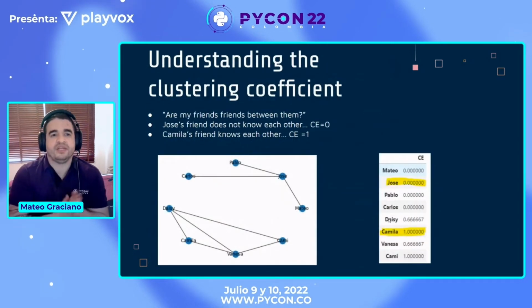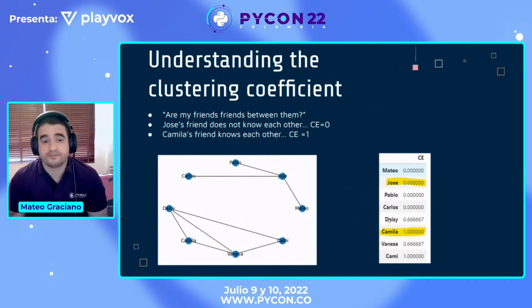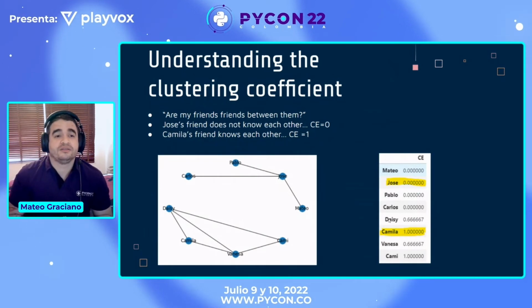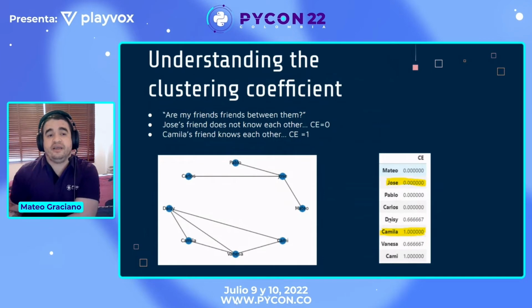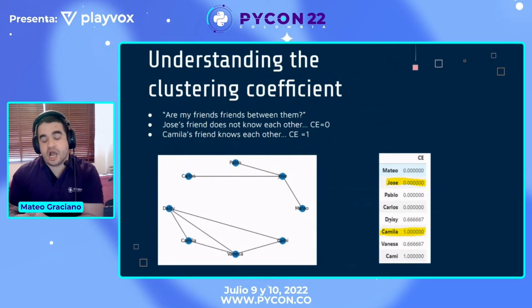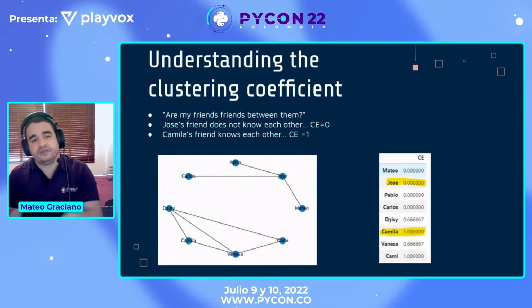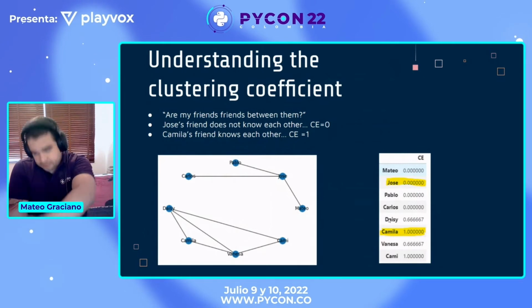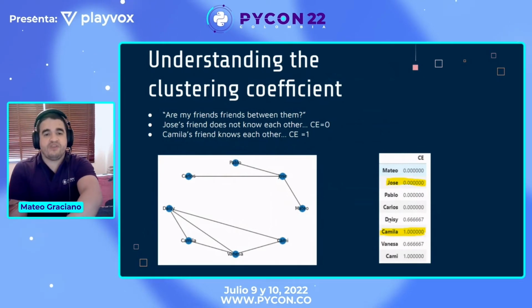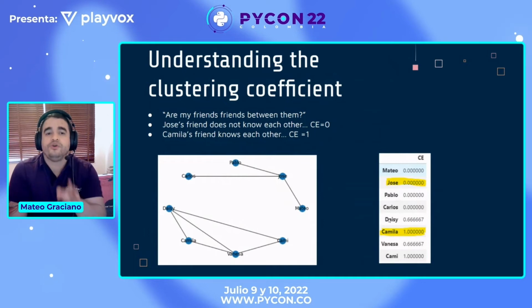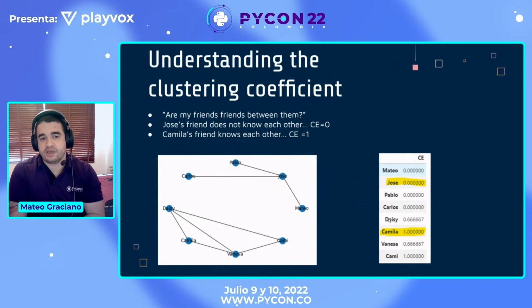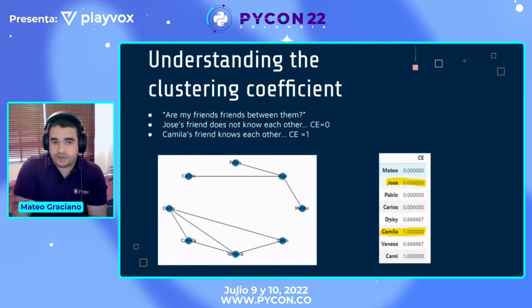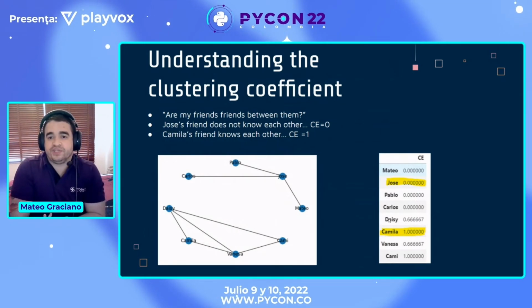Now I want to talk a little bit about the clustering coefficient. The clustering coefficient is a metric that answers that question: are my friends friends between them? And if the answer is yes, you will have a higher clustering coefficient. If the answer is no, then you will have a clustering coefficient close to 0.